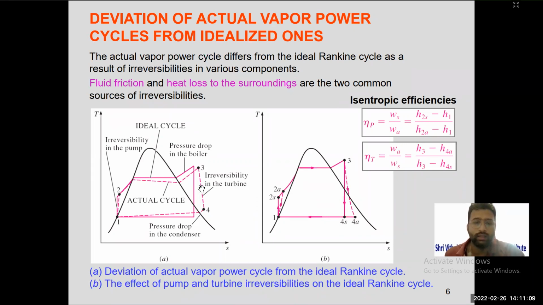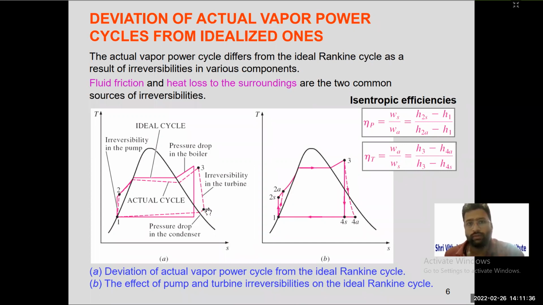Next is turbine. In turbine also, theoretically it is assumed it should be isentropic. That means the entropy should remain constant. But in actual, what happens? There is an increase in entropy due to the irreversibilities, right? Due to fluid friction, etc. The entropy of the outcoming steam increases. So we get a new line, that is 3-4, this dash line.